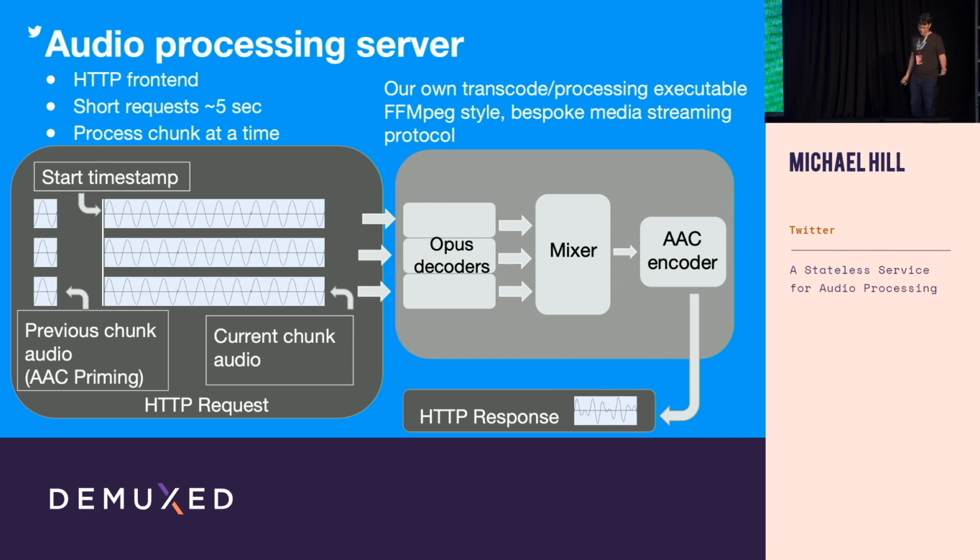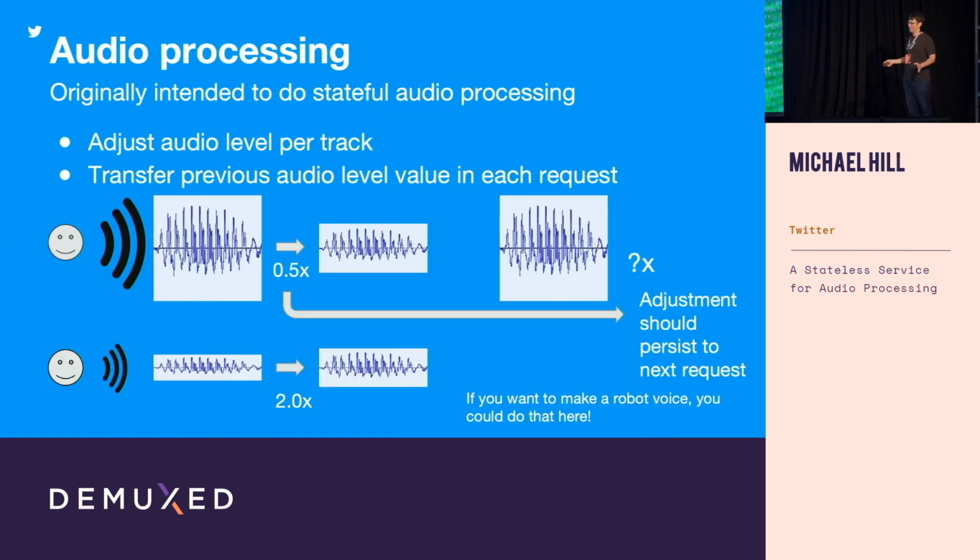So we're sending in instructions to the decoders to initialize themselves, and we're sending audio media packets as well. So we send our chunk audio. We have a bank of Opus decoders. We have a mixer now, and then we have an AAC encoder, and then we send back the response with our nicely mixed and encoded audio.